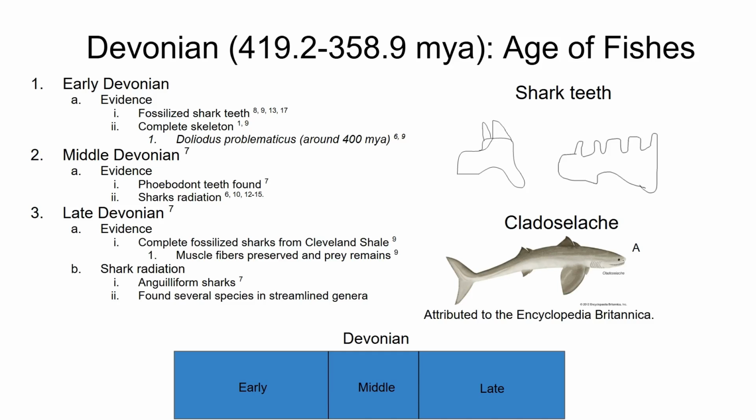Acanthodians, also known as spiny sharks, are not a true shark group. This creature lived around 400 million years ago. Have paleontologists discovered any fossils from the Middle Devonian?